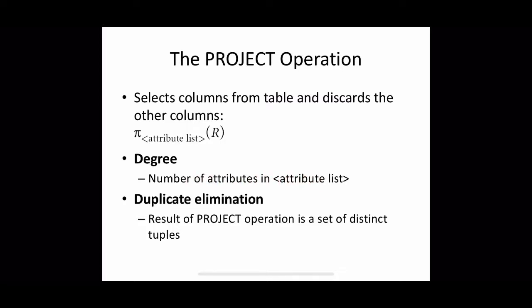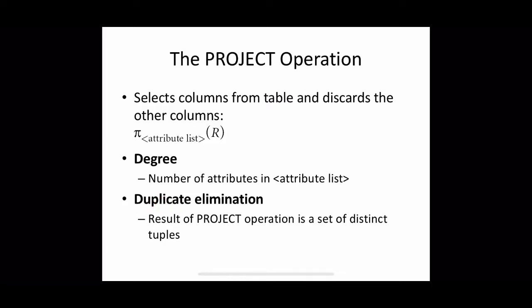Now, if the attribute list includes only non-key attributes of R, then duplicate tuples are likely to occur, right? And the project operation removes any duplicate tuples. So the result of the project operation is a set of distinct tuples, and definitely it will be a valid relation. This is called duplicate elimination.